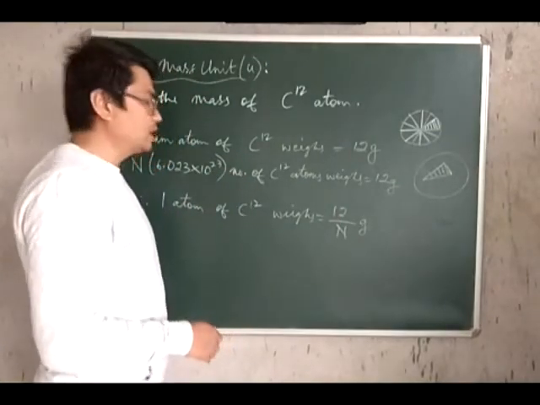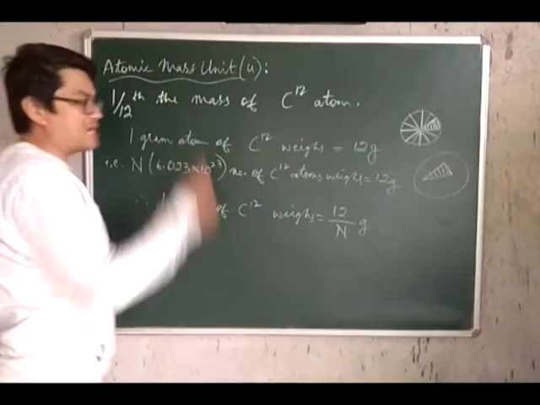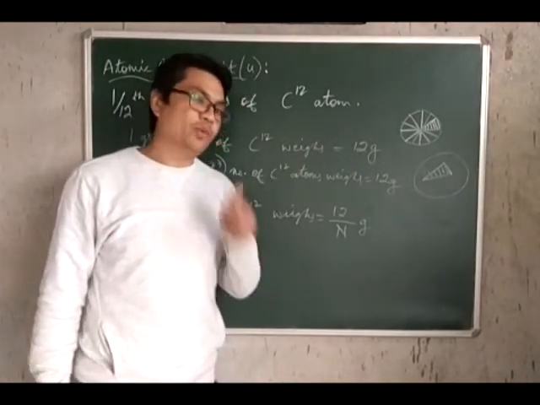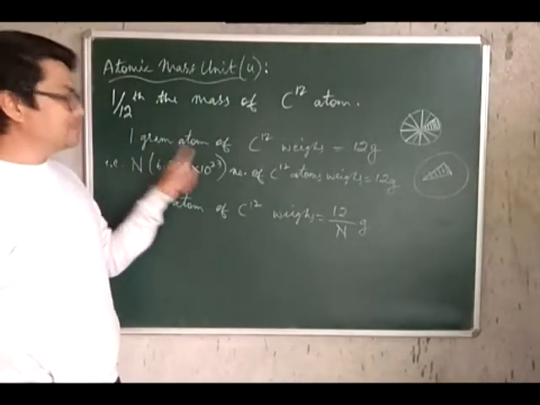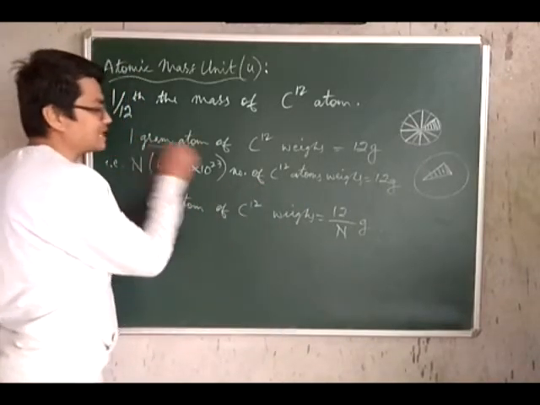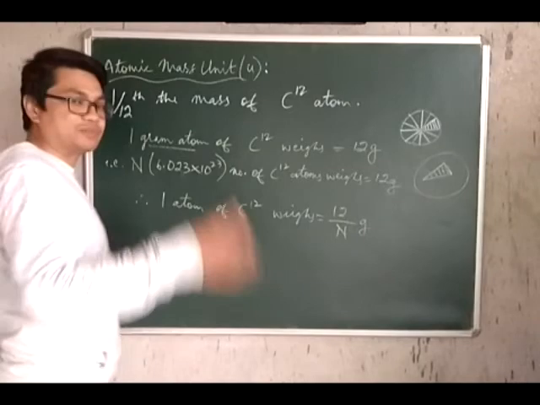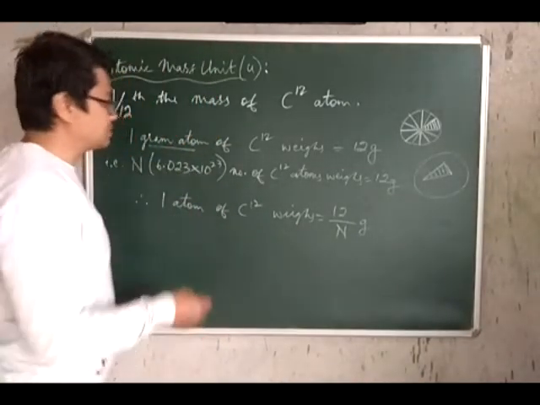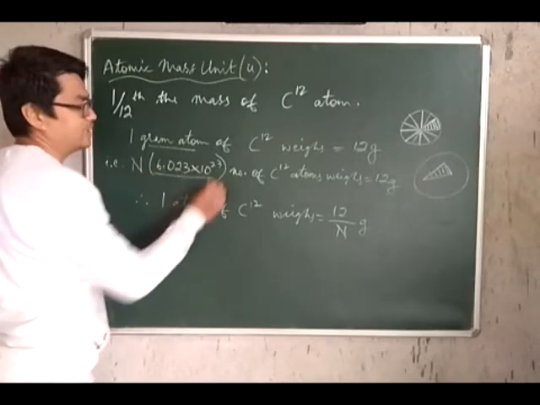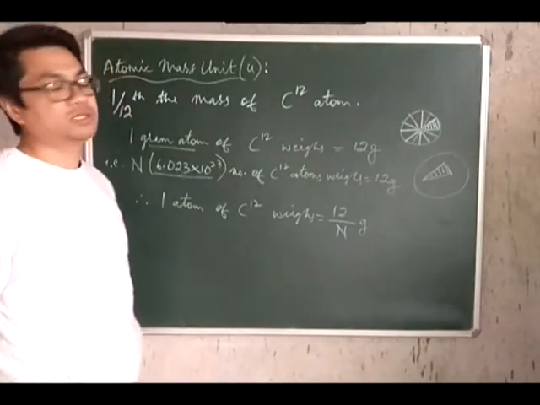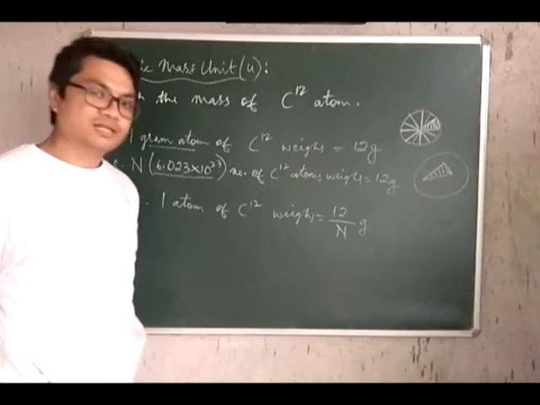Now, how do we measure the mass or value of this 1/12 the mass of a carbon-12 atom? What we know is 1 gram atom of carbon C12 weighs 12 grams. Now 1 gram atom means, what is the number of atoms in 1 gram atom of C12, or for that matter 1 gram atom of any element? Okay, the number of atoms will be Avogadro number of atoms, 6.023 into 10 to the power 23 atoms.